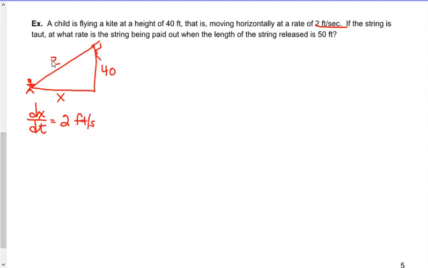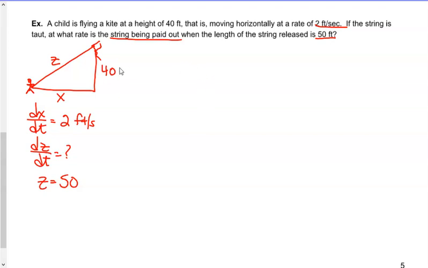Now, we also have this distance here, which is our string. And it says, if the string is taut, at what rate is the string being paid out? What does that mean? I'm looking for this rate of change, dz over dt. That's what's in question. What is that rate when the length of the string released is 50 feet? Here's the length of my string. So basically they're identifying here that z equals 50. So, step 1, draw a picture and do all of your givens and what your unknowns are. So make sure you do all of that, okay?